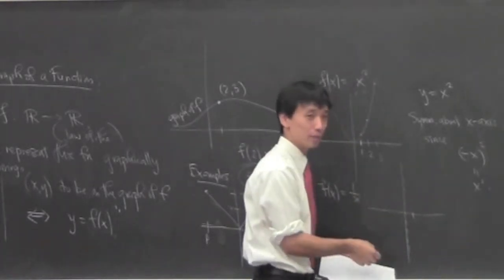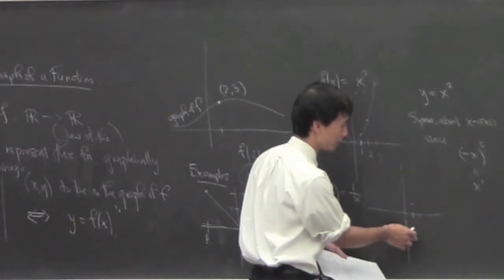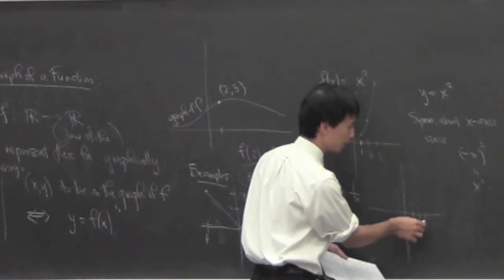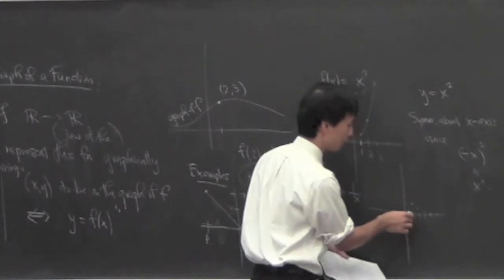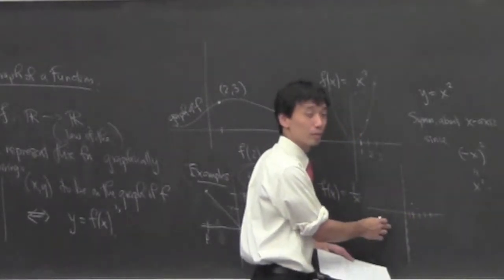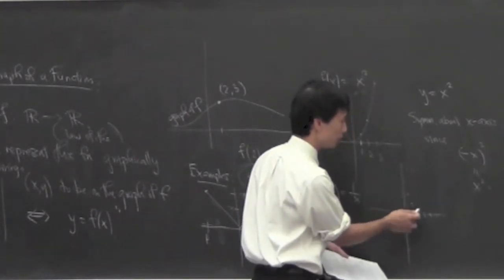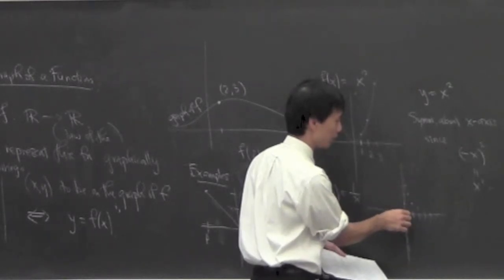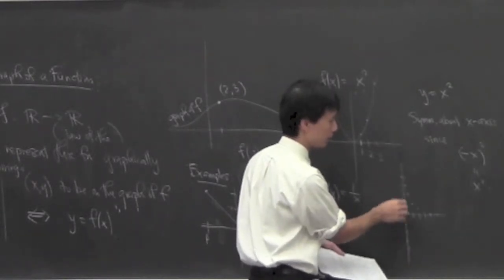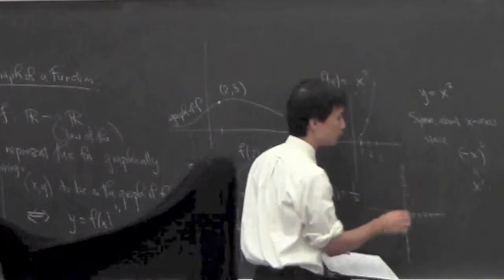At x equals 1, what's the value? 1. At 2, what's the value? 1 half. At 3, 1/3. At 4, 1/4. At 5, 1/5, etc. At 1/2, what's the value? 2. At 2, it was 1/2. At 1/2, it's 2. At 1/3, 3. At 1/4, you get 4, etc. It goes like this, and there's this symmetry to it.